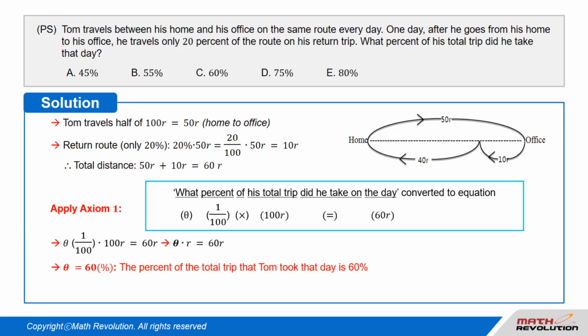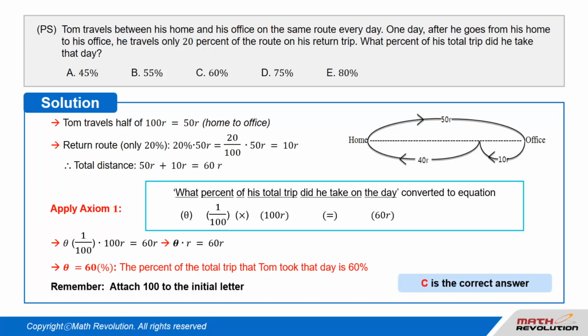Therefore, the percent of the total trip that Tom took that day is 60%. You can see that axiom 1 is used in this case as well. It is often useful, so remember it carefully. So C is the correct answer. Remember that one of the IV approaches is to attach 100 to the related initial letter if we are dealing with percentages. Answer C.